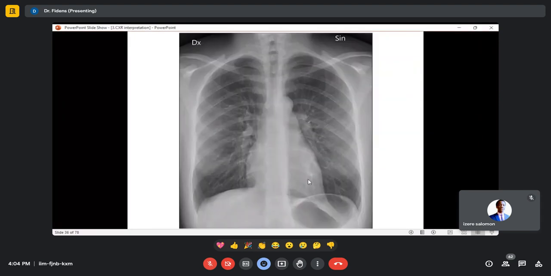It is the esophagus. Normally the pathway of the esophagus is posterior to the trachea and it comes like this. It doesn't come that way. It comes here, near the mediastinum.